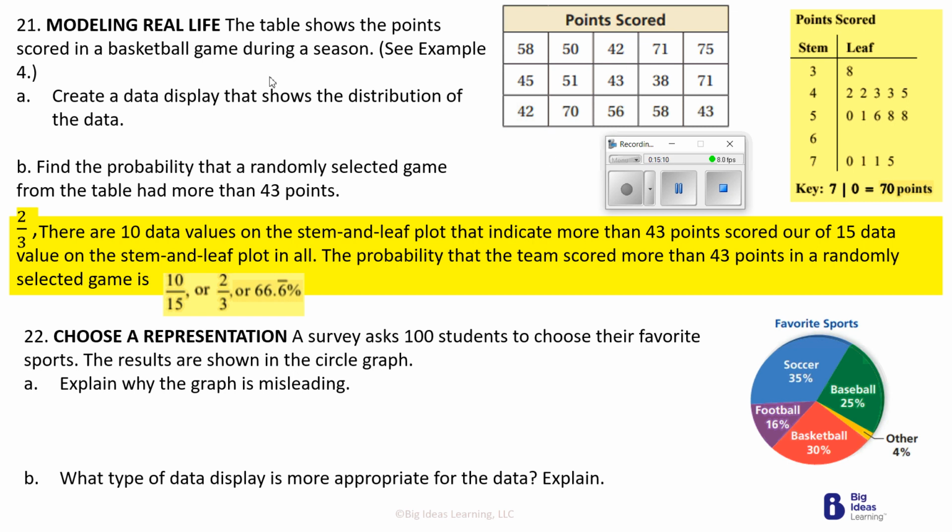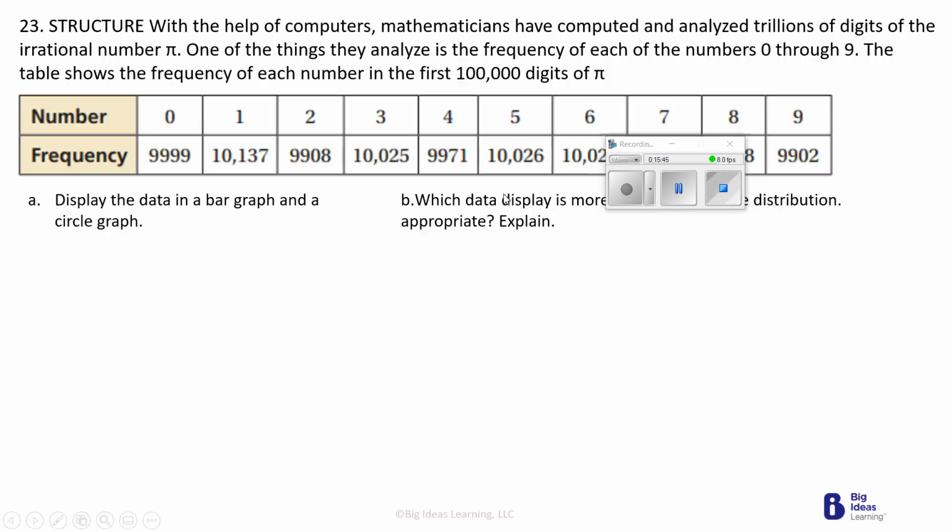And they were talking about the table showing the points scored in basketball during one season. Find the probability that a randomly selected score is more than 43. Okay, over here. Let's look at this again. So more than 43 would be these two. So we'd have 1, 2, 3, 4, 5, 6, 7, 8, 9, 10. That makes more sense. All right. So it says the probability that a team scored more than 43 points in a randomly selected game is 10 out of 15, or 2/3, which is 66.6%. 22 is for you to do.